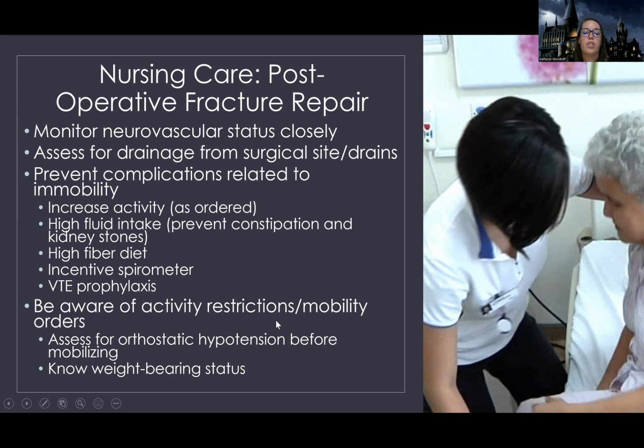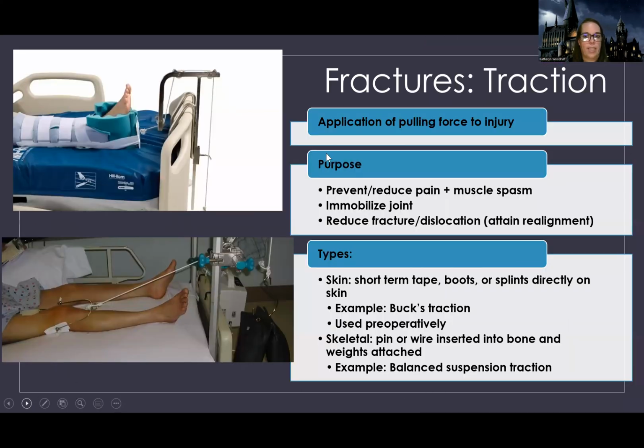Always be aware of any activity restrictions or mobility orders. So if I have a musculoskeletal patient, one of the first things I want to do is see what are they allowed to do? Because some patients have had repair, but they have different levels of weight bearing they're allowed to put on their limbs, or what they're allowed to do with it. Or sometimes they're allowed to get up and move around, but they have to use a special device, brace, etc. Or there are different restrictions. And just know that with all these patients, especially because they've been in bed for a while, they can have a higher chance of orthostatic hypotension. This is also related to meds they're on. So always change positions slowly with them, and assess to see if they're dizzy before getting them up. And like I said, know their weight bearing status.